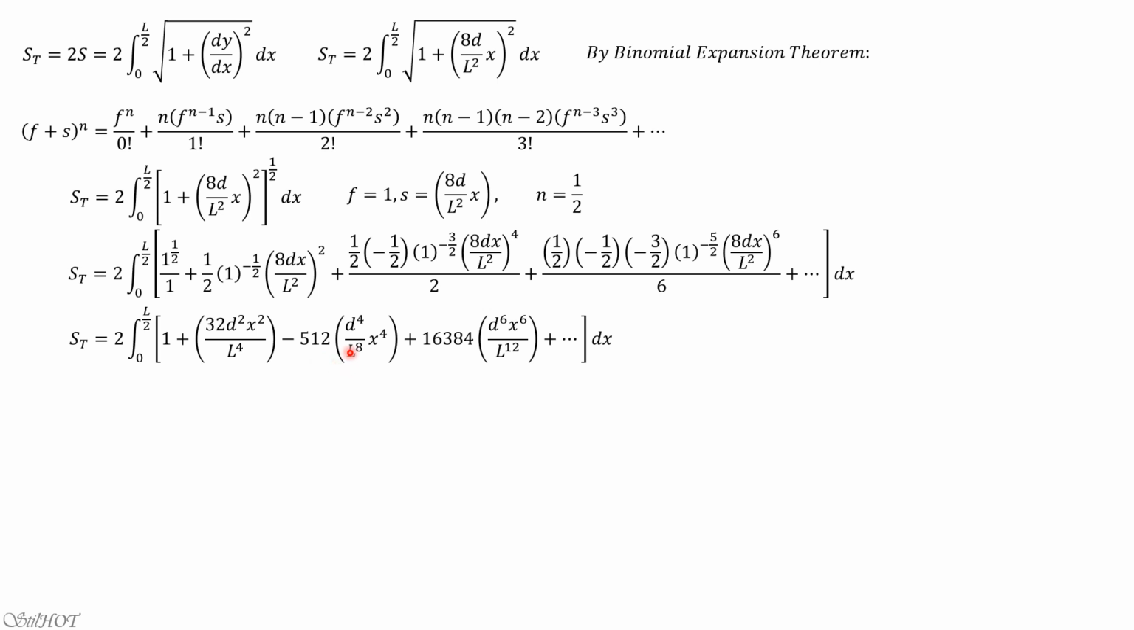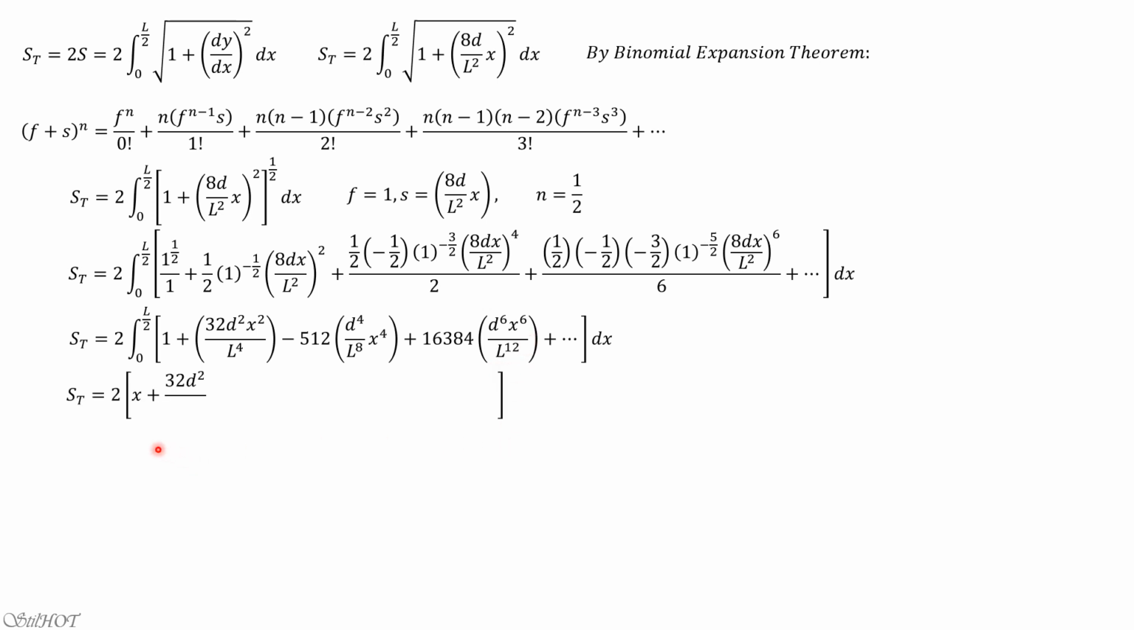512 d to the fourth x to the fourth over L to the fourth, L to the 8th rather, then plus 16,384 d to the 6 x to the 6 over L to the 12, plus and so on and so forth. So of course the integral of 1 is x, 0 to L over 2 is L over 2. Integral of this term, don't mind the constant, you just copy that, x cubed over 3. And this is minus 512 d to the 4th over L to the 8 x to the 5 over 5. Then 16,384 d to the 6 over L to the 12 x to the 7 over 7.